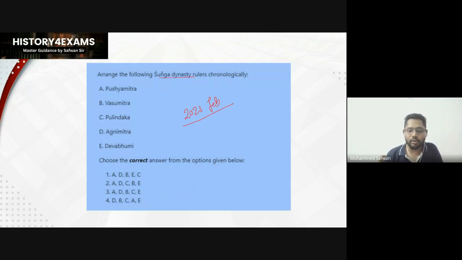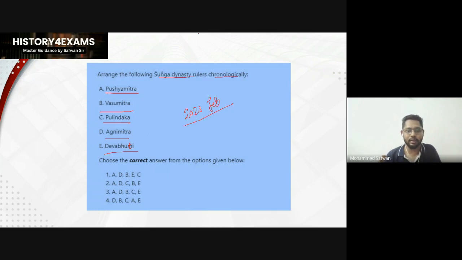Arrange the following Sunga dynasty rulers chronologically. This is a question that I mentioned. Pushyamitra, Vasumitra, Pulindaga, Agnimitra, Devabhumi, which is actually Devabhuti. Even for the UGC NET examination, there are many kinds of spelling mistakes and other things, as we are generally learning from other sources. So you have to arrange them chronologically.